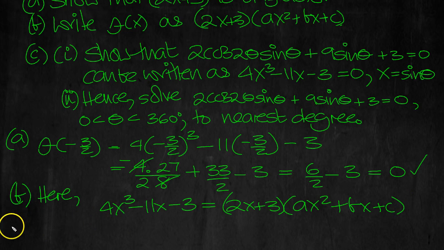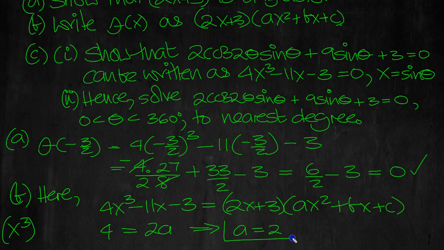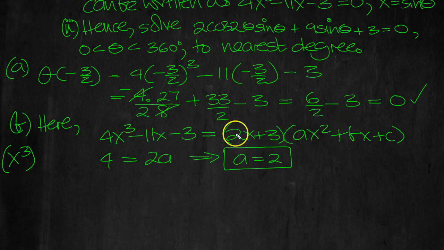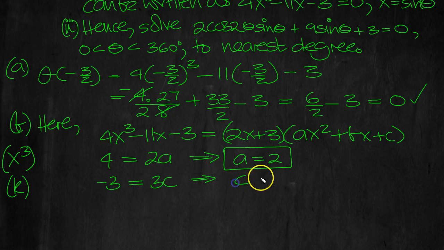So what do we get then? Let's equate x cubes first of all. 4 on this side, and on the other side 2a is the only cube. So that tells us that a equals 2. And that was equating the x cubes both sides. Next we could do constants, would be good. So minus 3 on this side, or x equals 0 is the same thing, and you get 3c. So we can see that c is minus 1 here.